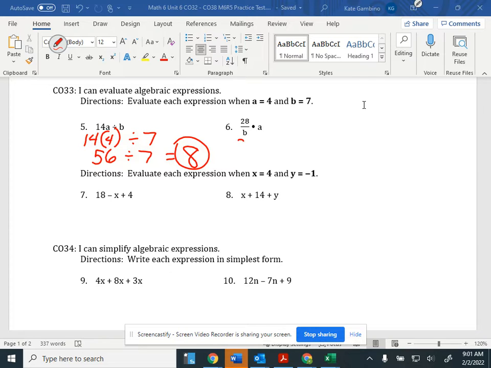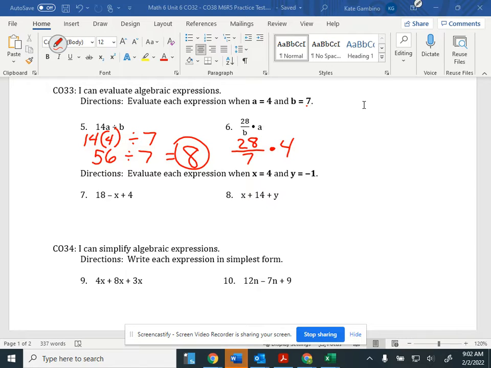For number 6, we have always rewrite your problem. I saw a lot of us yesterday not rewriting the problem, putting in the numbers, and then we were making mistakes. We were forgetting what we were doing. Rewrite the problem. I know it takes a little bit longer, but you're going to get the correct answer. So it's worth that little bit of extra energy you have to put into it. Rewrite the problem. So 28 divided by B, B is 7, times A, which is 4.